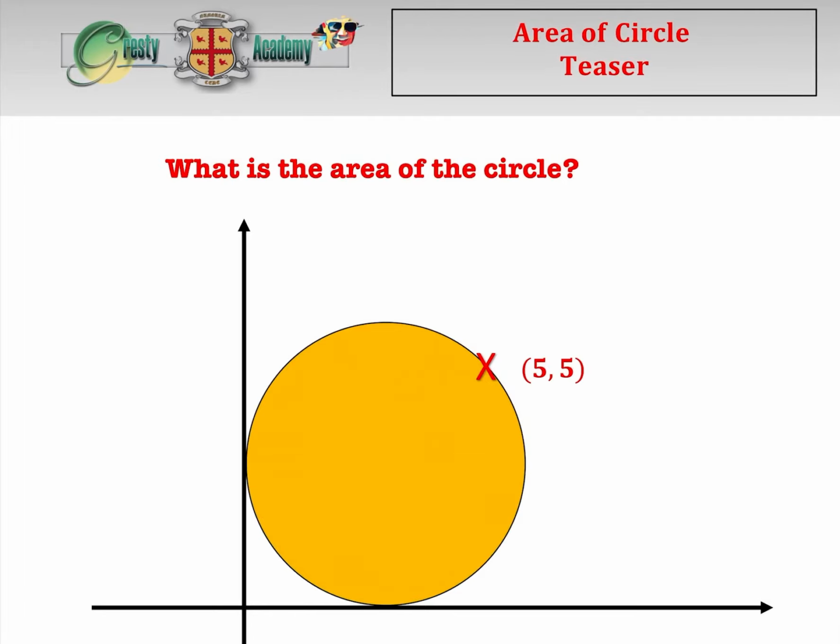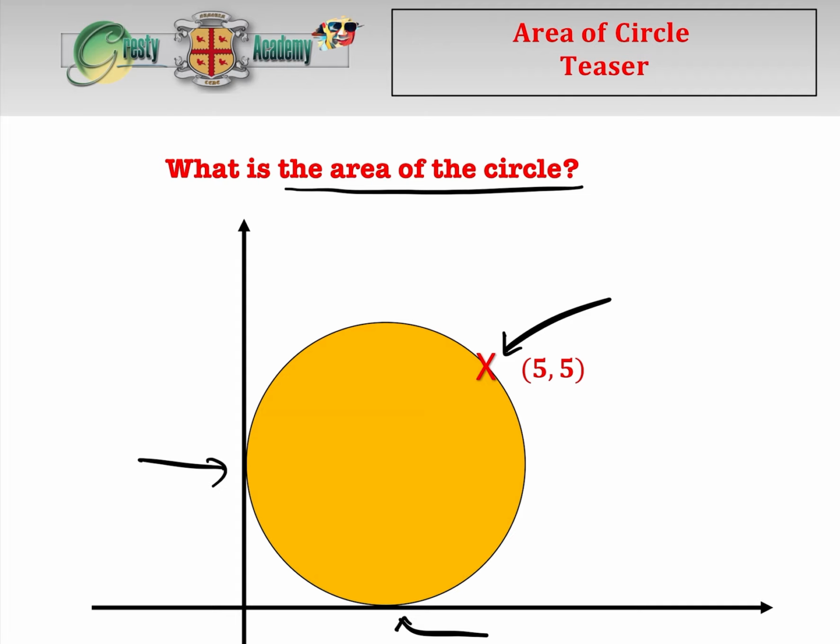This is a lovely little question. We're asked to find the area of this circle, and it seems that we're not given very much information because all we have is that it goes through the point 5, 5. In actual fact, we are given other information as well. We're given that the y-axis is a tangent, and we're also given that the x-axis is a tangent.